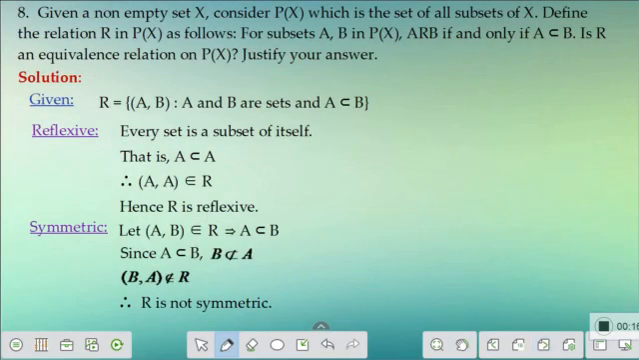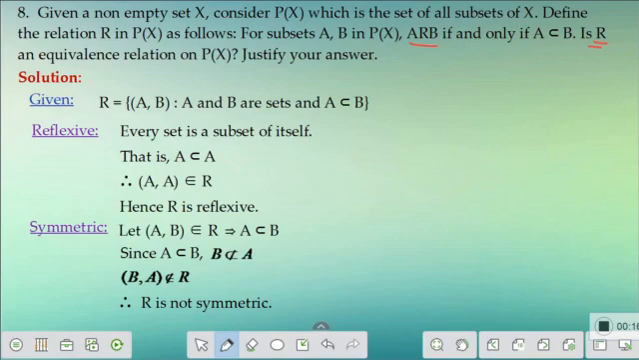The next problem we have is the 8th problem. Given a non-empty set X, consider P of X, which is the set of all subsets of X. Define the relation R in P of X as follows. For subsets A, B in P of X, A R B. This means that A is related to B if and only if A is a subset of B. Is R an equivalence relation on P of X? Justify your answer. So ultimately we have to check whether the relation R that is defined here is an equivalence relation on P of X or not.